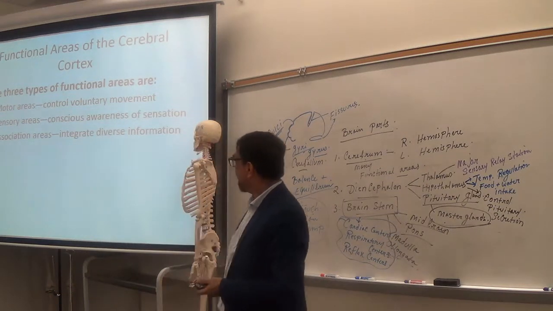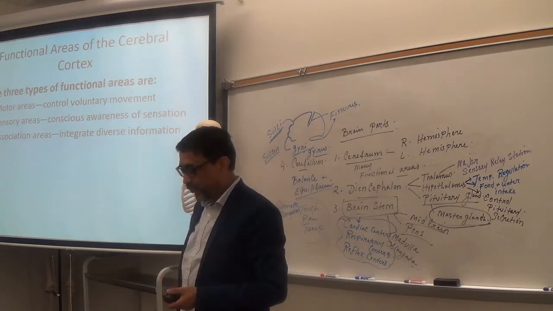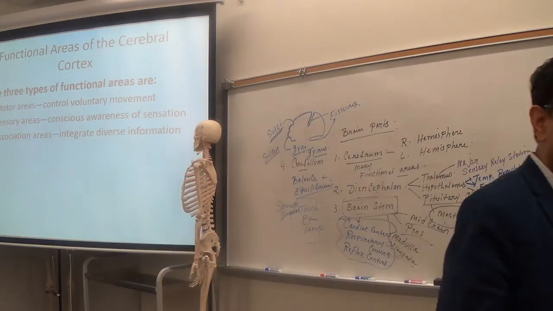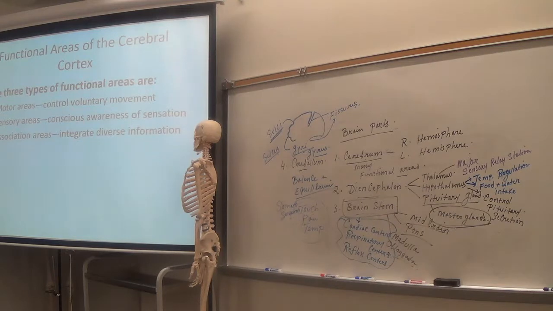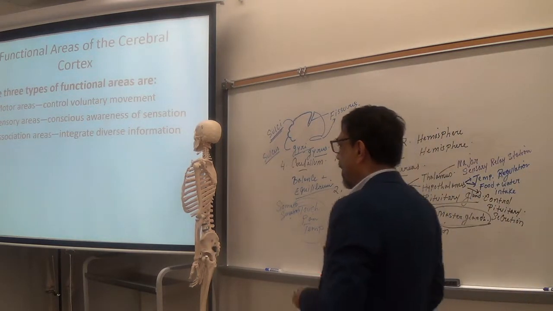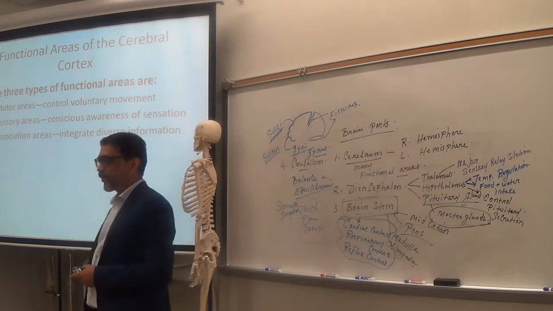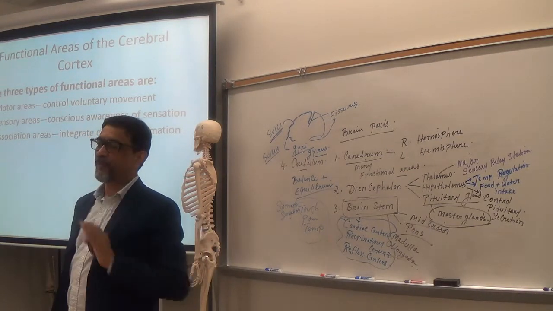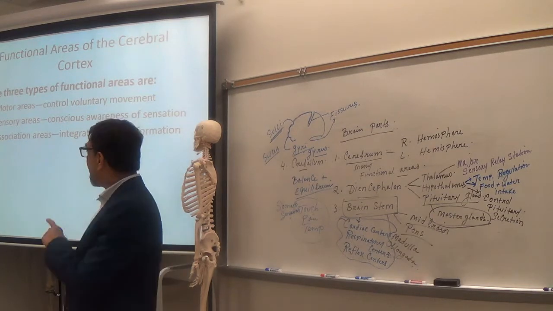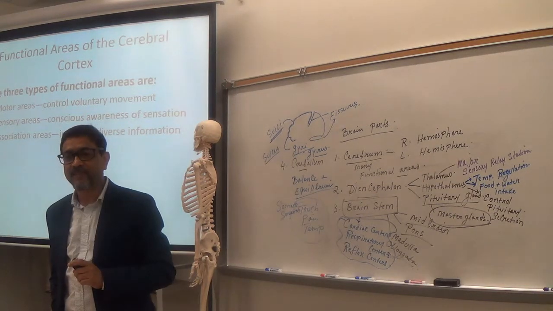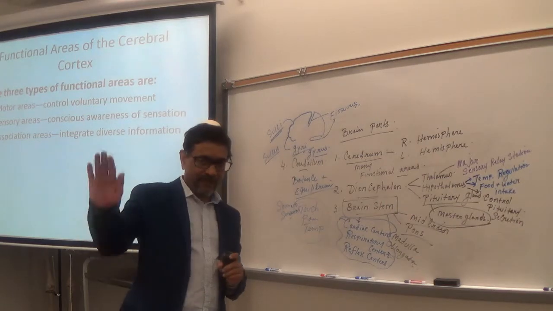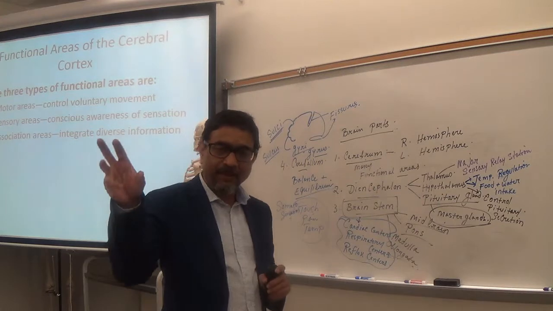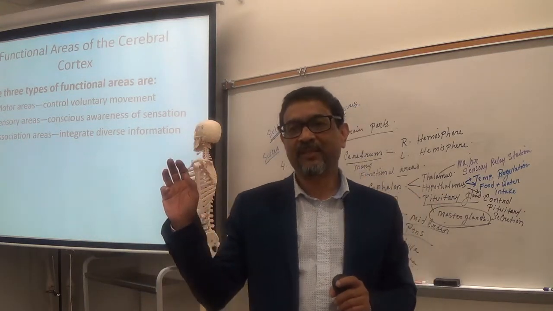Motor areas: primary motor cortex, Broca's area, right? You already know primary motor cortex and Broca's. Those are the main motor areas. So we have sensory areas, we have motor areas. However, we have another type of area. Those are called association areas. Some areas are sensory, some areas are motor, but we have another type of area. Those are called what? Association areas.